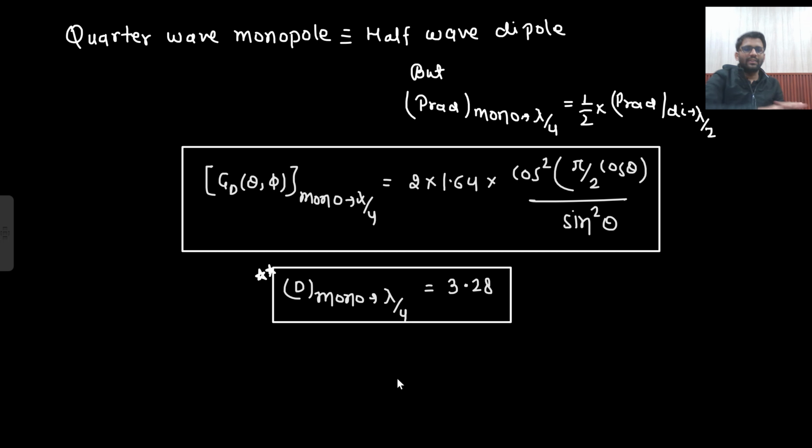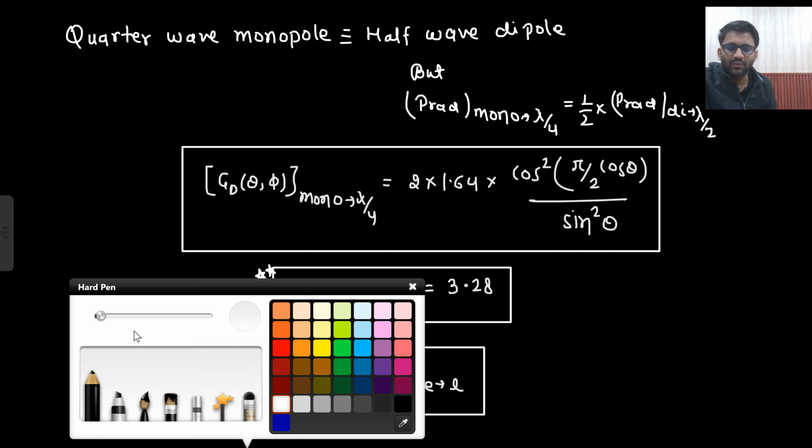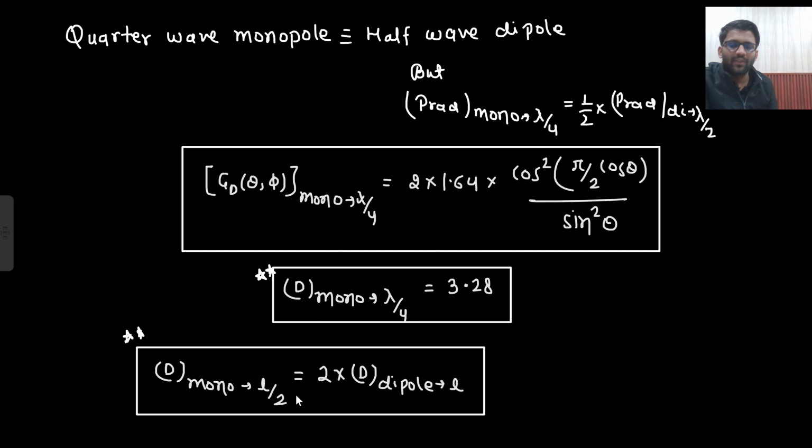So you just got to know one thing. What is that? That the directivity of monopole L by 2 will be twice the directivity of dipole L. Say yes or no. This also you have understood. Why is that so? Because L by 2 is same as L, just the power radiated is half, and directivity and power radiated are inversely proportional. So if power radiated is half, that means directivity is doubled. Say yes or no. Well and good. Okay then.